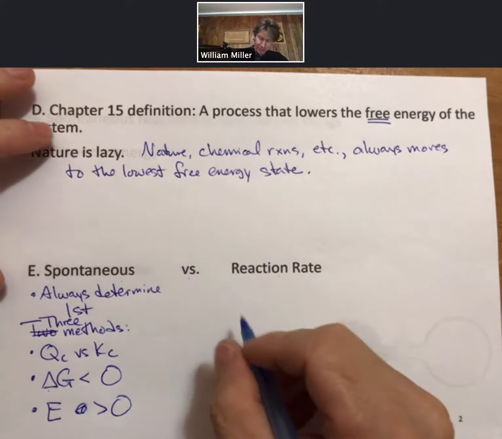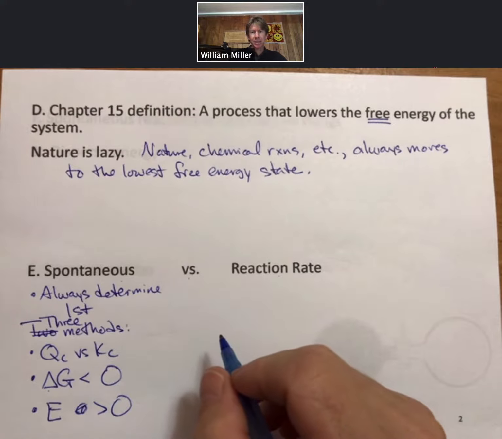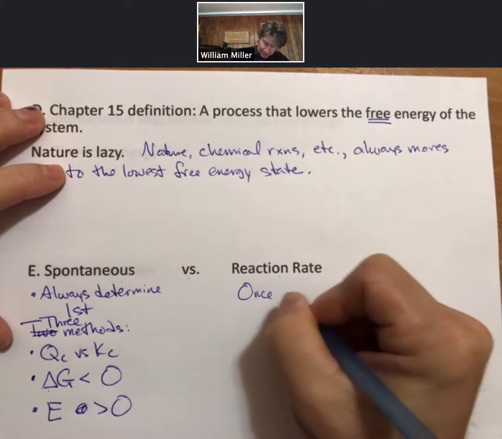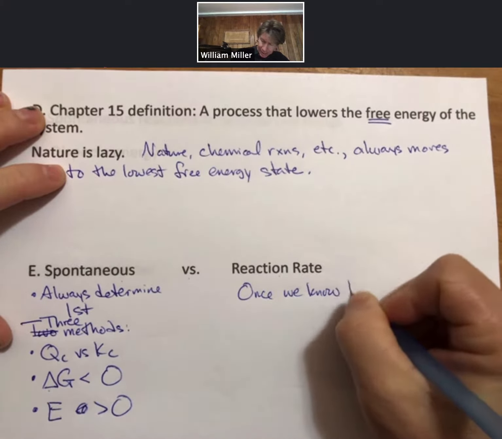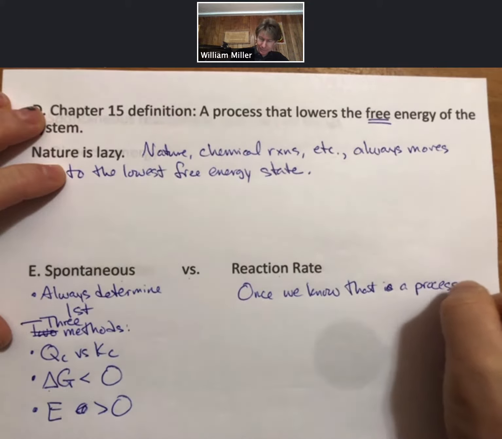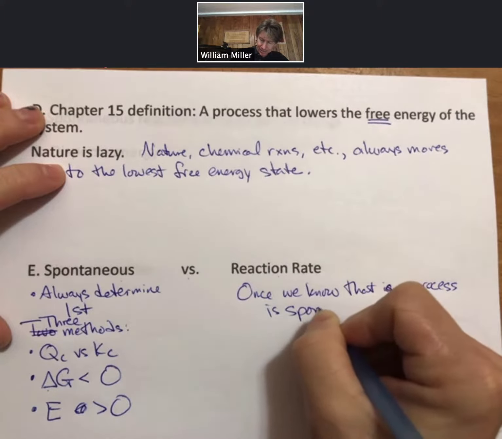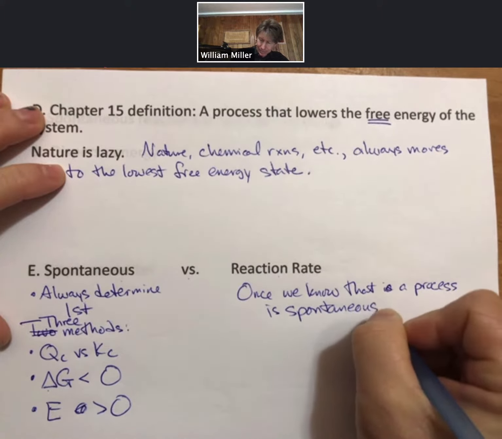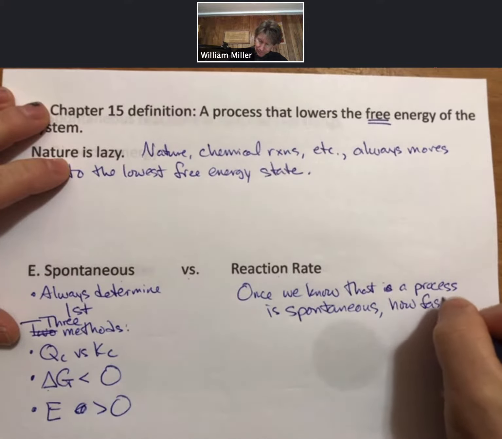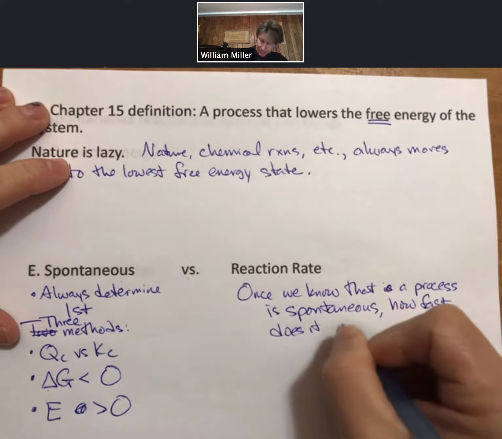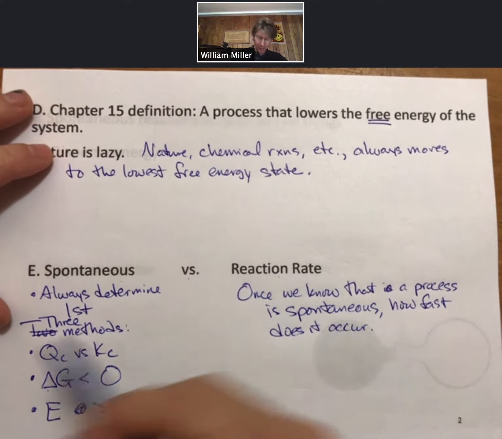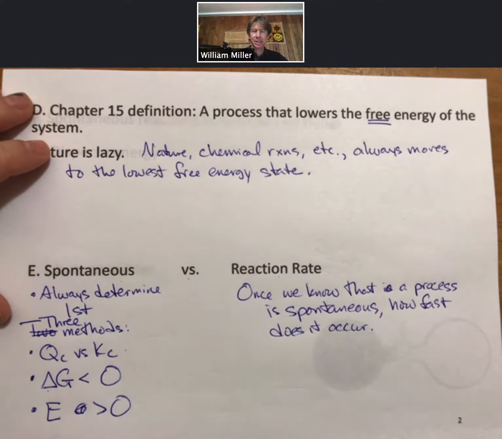Reaction rate just says, once we know a process is spontaneous, how fast does it occur? And we talked about kinetics first. Now we've talked about Qc versus Kc.